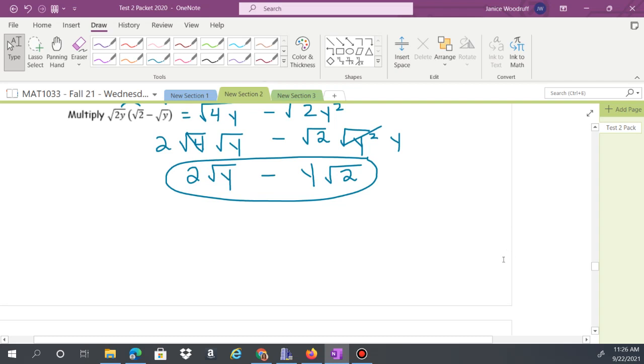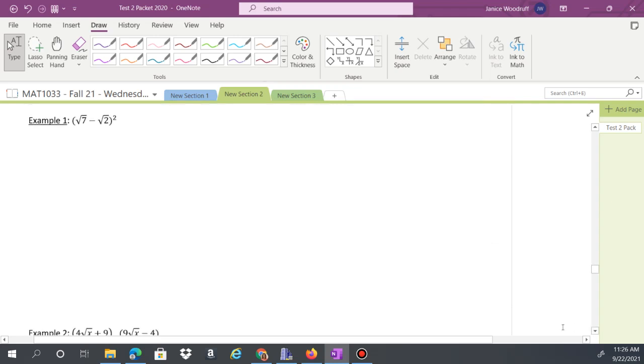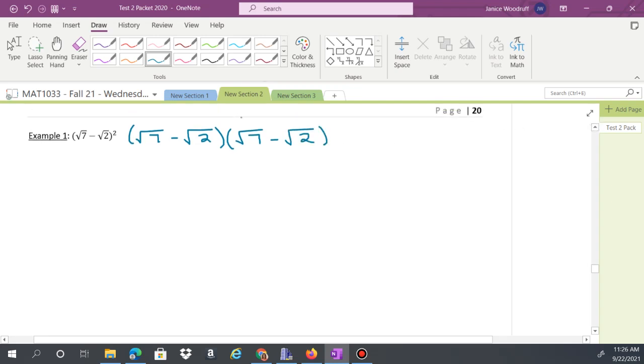Okay, let's look at a couple more examples. So example 1, you have square root of 7 minus square root of 2 squared, which means we're going to have 2 copies of this. So we're going to write it out with the 2 copies. So square root of 7 minus square root of 2 times square root of 7 minus square root of 2. And that's 2 binomials. So what do we do with 2 binomials? FOIL. So you have square root of 7 times square root of 7, which should be just 7, but you can write it out if you want as square root of 49.